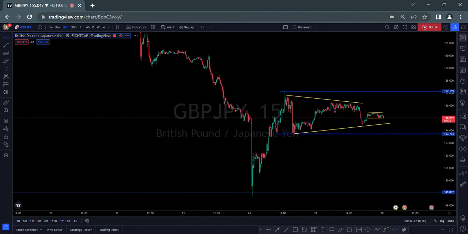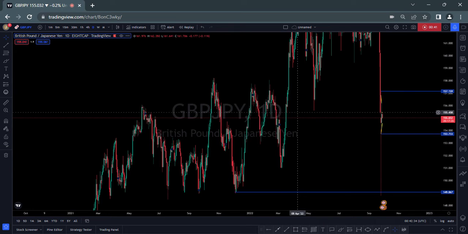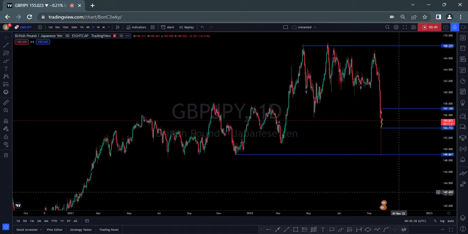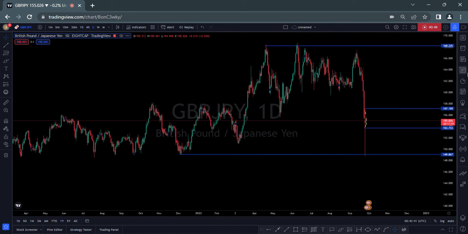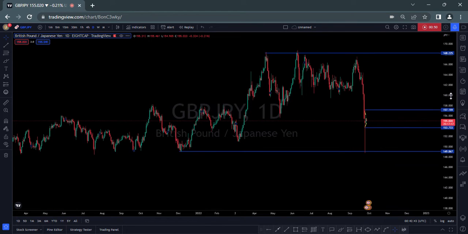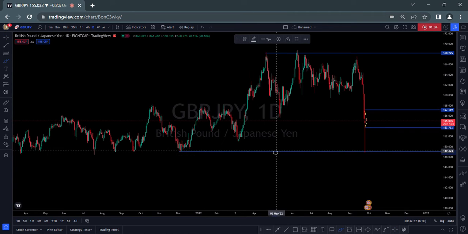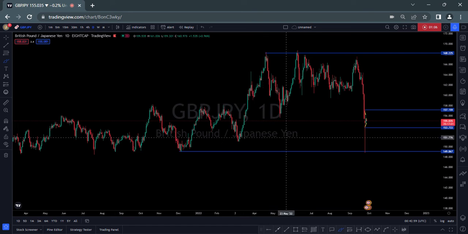Okay, here is GBPUSD. Sorry, GBPJPY. The recent week it has been so impulsive. The sell was really impulsive to this area, to this level here.